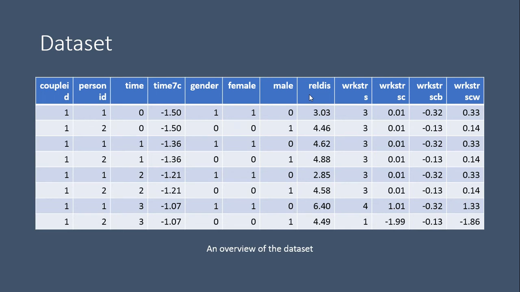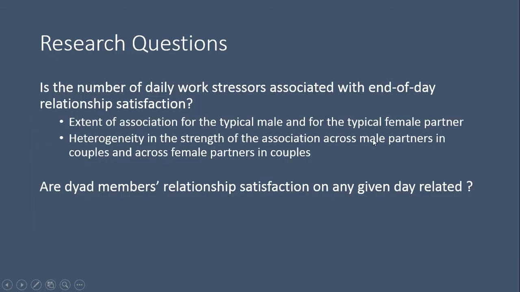So this is what our data set looks like. We have the time variable and the time-centered variable, dummy variables, the gender variables, and also the relationship dissatisfaction and the components it was divided into. So what is our research question? The research question is: is the number of daily work stressors associated with end-of-day relationship satisfaction, what is the extent of association for the typical male and for the typical female partner, and is there heterogeneity in the strength of association across male partners in couples and across female partners in couples.